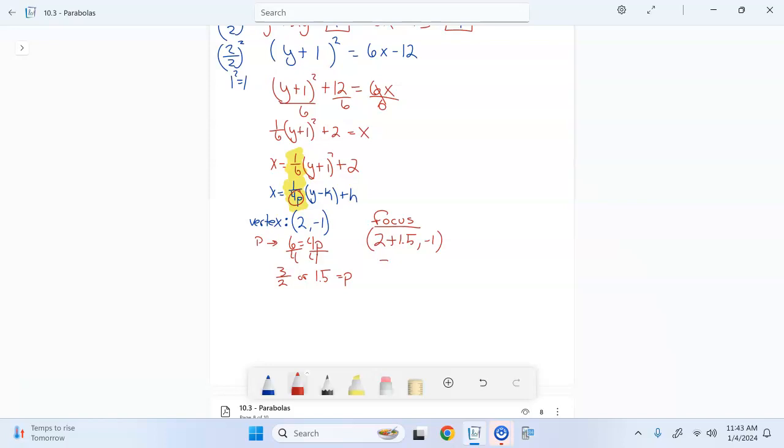So our focus is located at 3.5, -1. What type of line is our directrix?